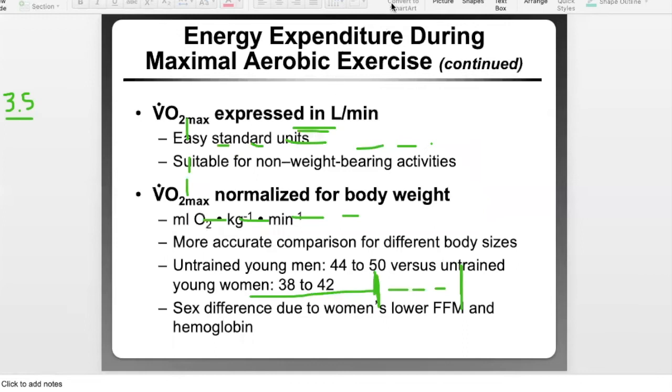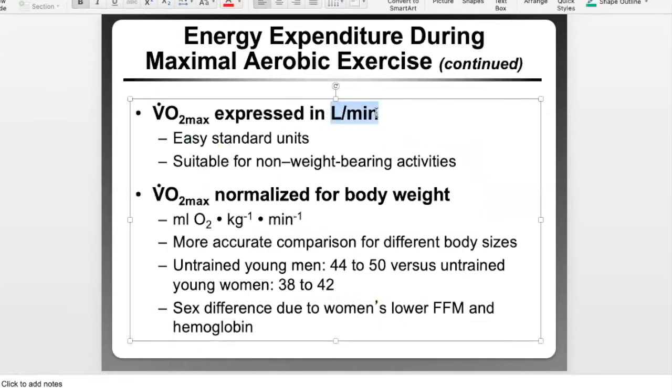Usually VO2 max is measured in liters per minute, but it's a little bit misleading because some people are bigger than others. So this is a way of expressing it in absolute values, but then you can also normalize the value to body weight. So typically you'll see that VO2 max is presented in milliliters per kilogram per minute. And again, we said that ladies are going to have a little bit lower VO2 max, again, because there's less fat-free mass, less hemoglobin, smaller lung capacity.